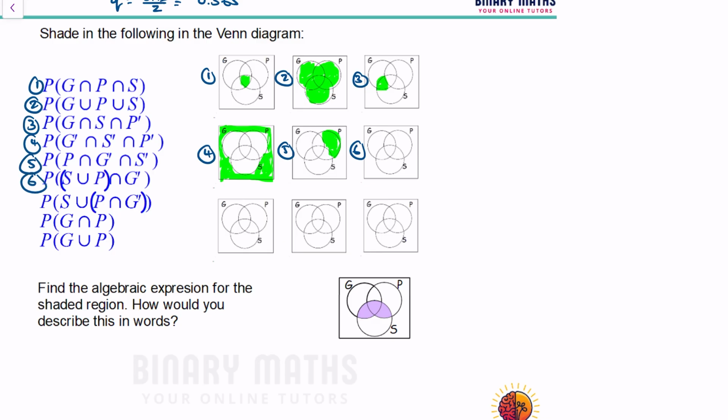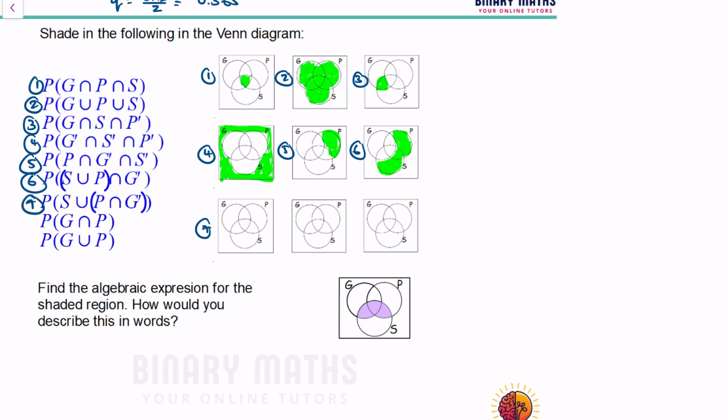So that was 5. Next is 6. S union P. So S union P is just all of this. But we also want it to be intersect not G. That means we want that part, and that part. So if we think about it, we want just S union P, but not G. So we want just these 3 parts. Okay, 7.